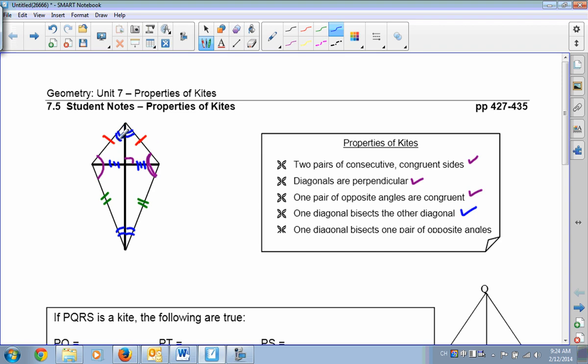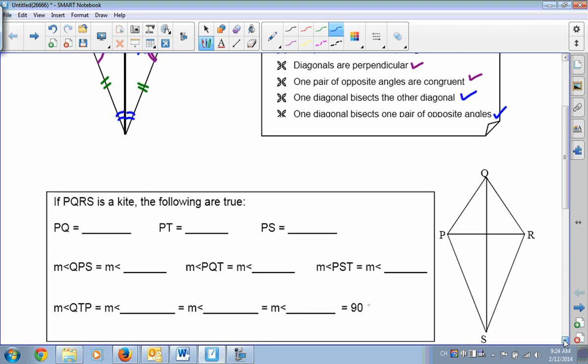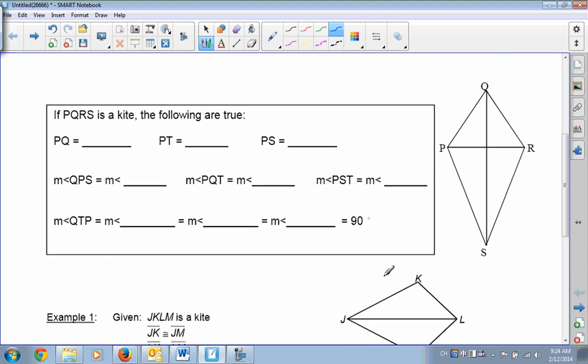So if this were 20 degrees, this one would also be 20 degrees. If this were 15, this would also be 15. Okay? So those are the properties of a kite. So we're going to take those properties right now, and we are going to fill in these blanks here. Now it's not asking for values, it's just asking for what would PQ be the same as.